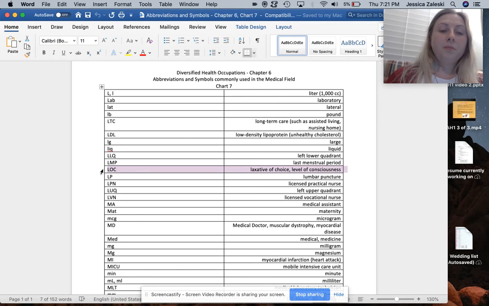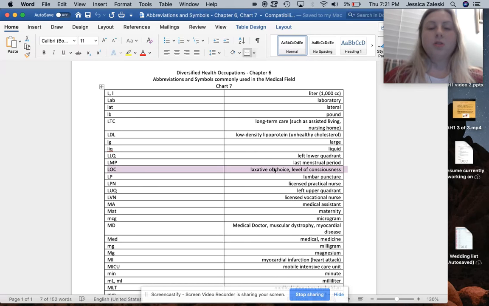LOC, it can mean laxative of choice. A laxative is something that loosens your stool and allows you to have bowel movements easier. But mainly what I see LOC used for is level of consciousness.